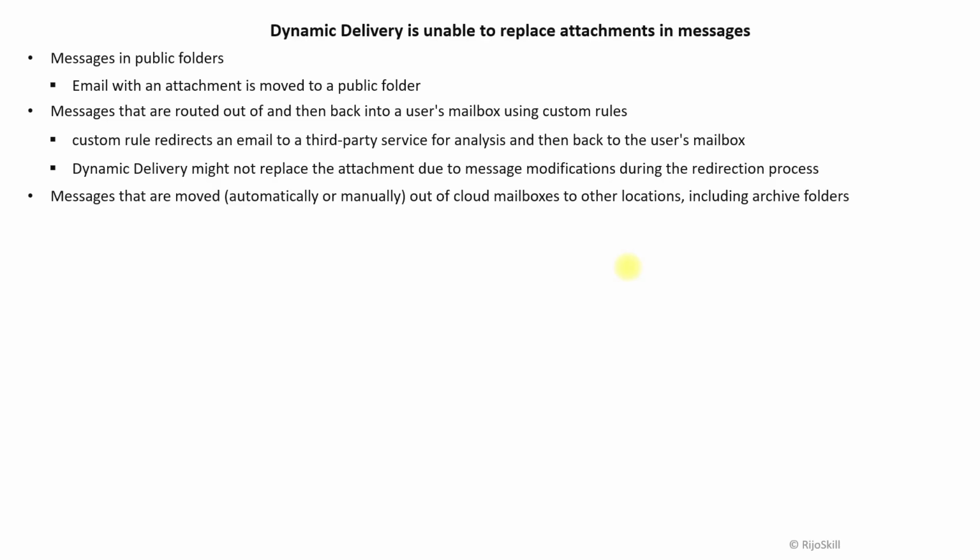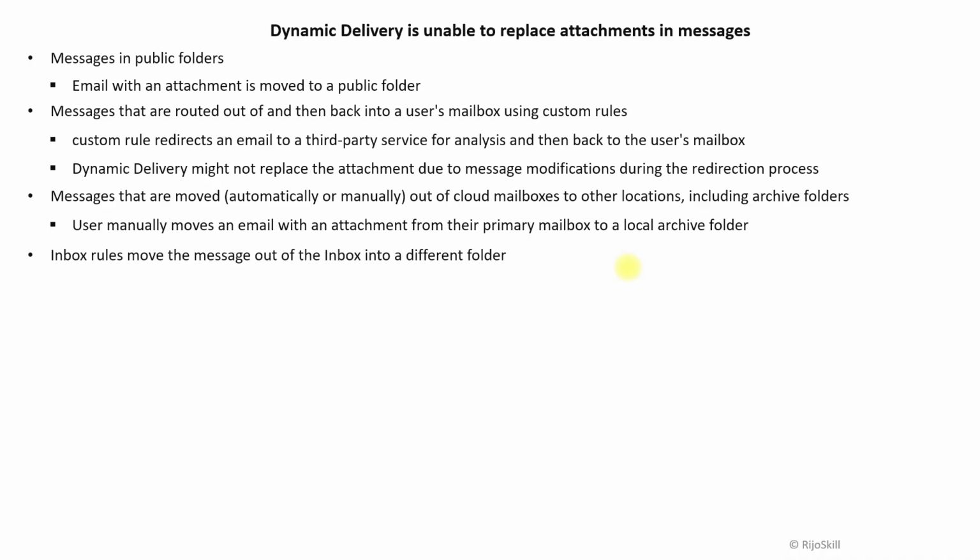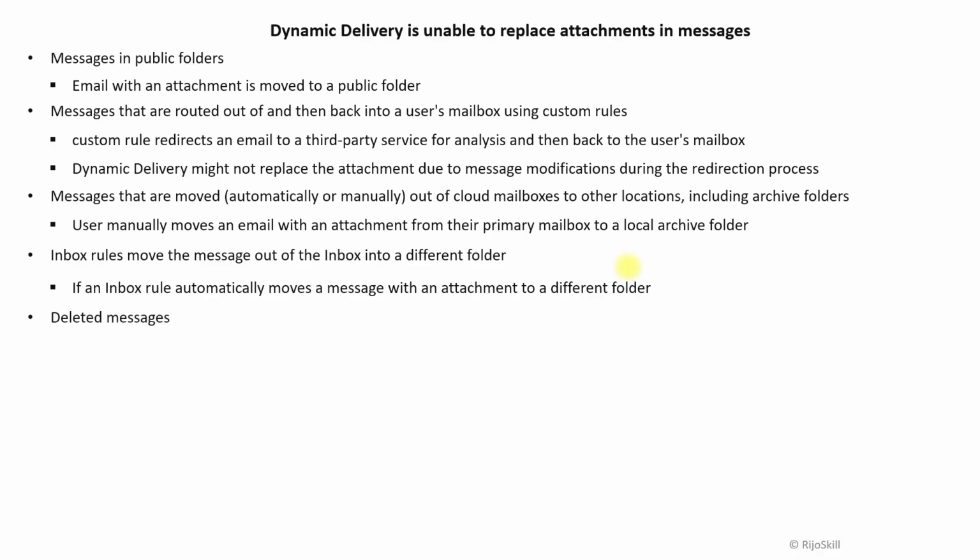Messages that are moved automatically or manually out of the cloud mailbox to another location, including the archive folder. So if you already made rules and the mail automatically moves to the archive folder, they will not scan your attachment. If a user manually moves an email with an attachment from the primary mailbox to a local archive. Inbox rules move the message out of the inbox into a different folder, or delete the message. If the user mailbox search folder is in an error state, they will not scan.